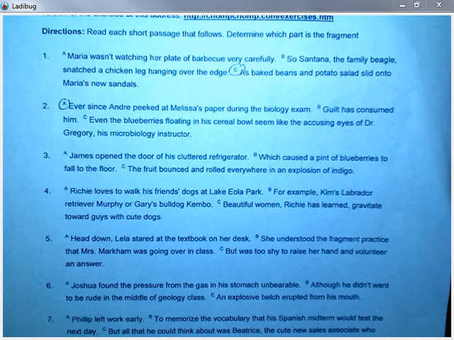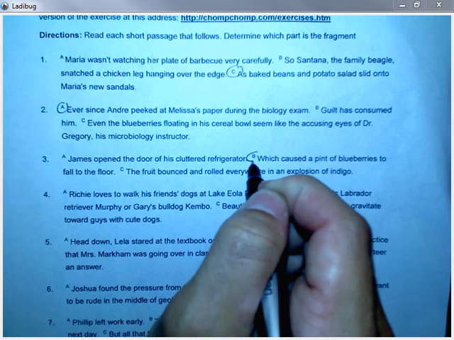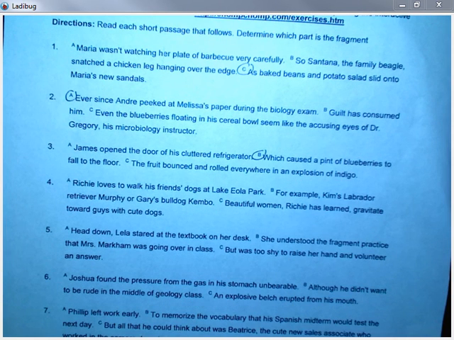Number three. James opened the door of his cluttered refrigerator, which caused a pint of blueberries to fall to the floor. The fruit bounced and rolled everywhere in an explosion of indigo. Indigo is a type of blue. Raise your hand if you think it's A. Raise your hand if you think it's B. C. In this case, it is B.